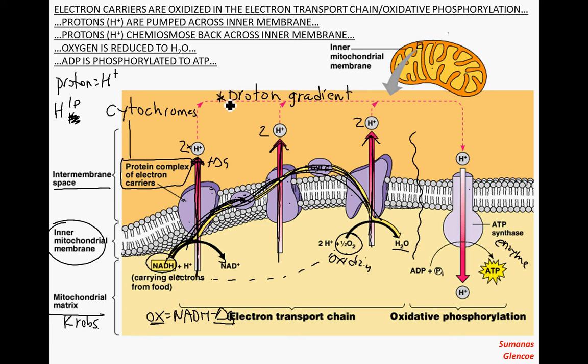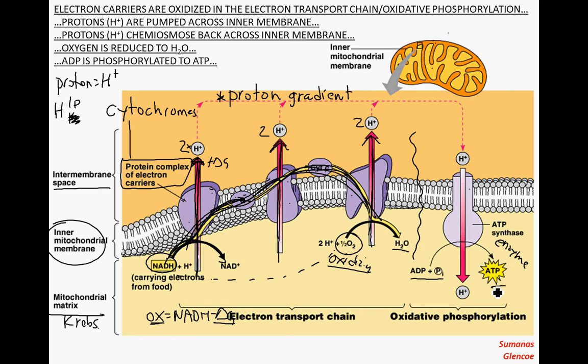So by having oxygen at the end, this is the oxidation part of oxidative phosphorylation. Now, where's the phosphorylation part? Well, the phosphorylation part is over here on the right, where ADP and inorganic phosphate are going to come together and form ATP. So this is the phosphorylation bit over here.